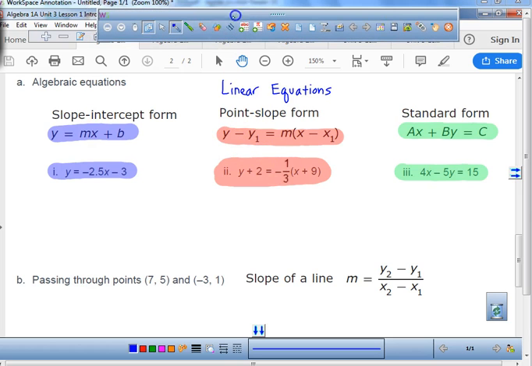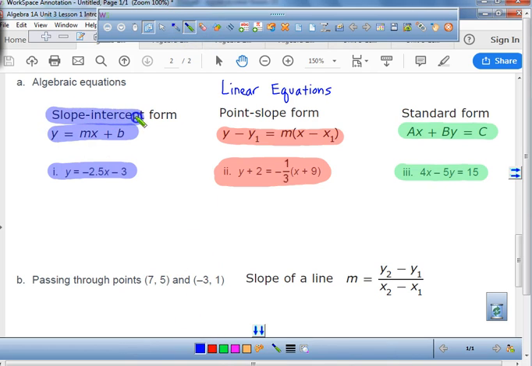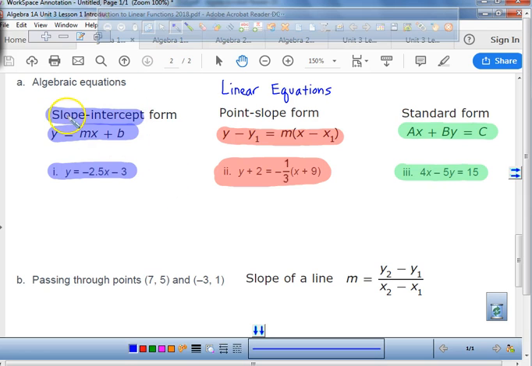So the very most basic form is what's called Slope-Intercept Form. Okay? And if you look at the words Slope-Intercept Form, it has two words in it. It has the word slope and it has the word intercept. The m value right here in this form represents the slope of the line. The b value right here represents what is called the y-intercept. Okay? So you can write that down.